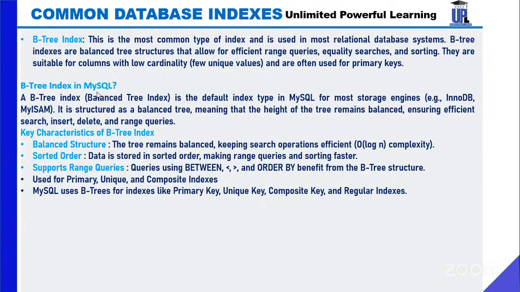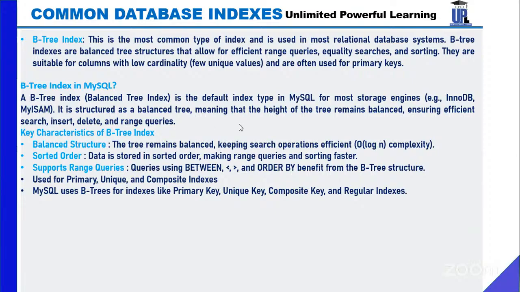When you're constructing, inserting, deleting, updating, it will follow the balanced tree logic. So it should be a balanced structure, with data always stored in sorted order. That will be easy for us when you create a primary key. If data is in sorted order based on the primary key, it would be very easy to find the corresponding position. It also supports all kinds of queries, and is used for primary, unique, and composite indexes, and used for all kinds of keys actually.